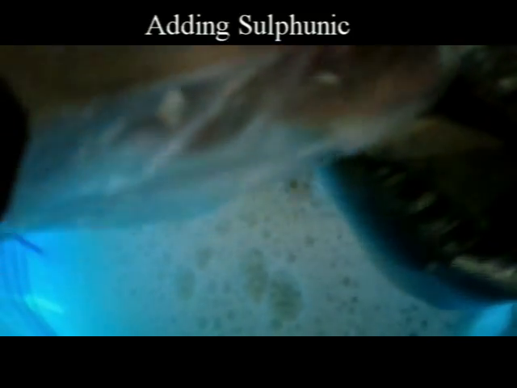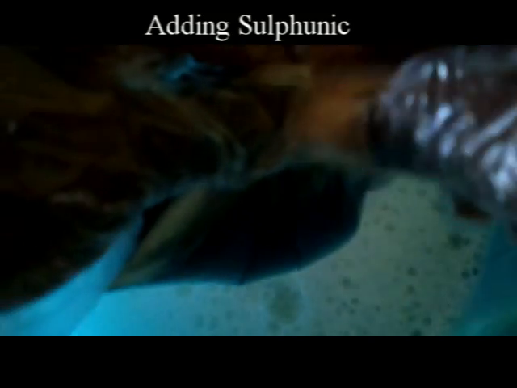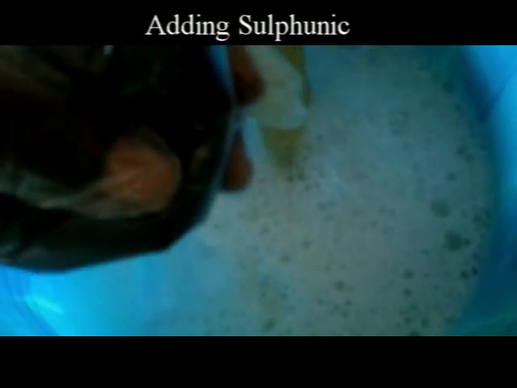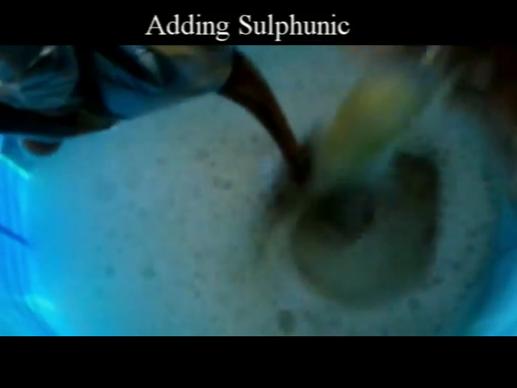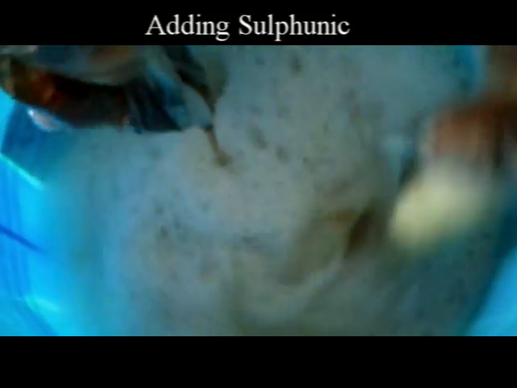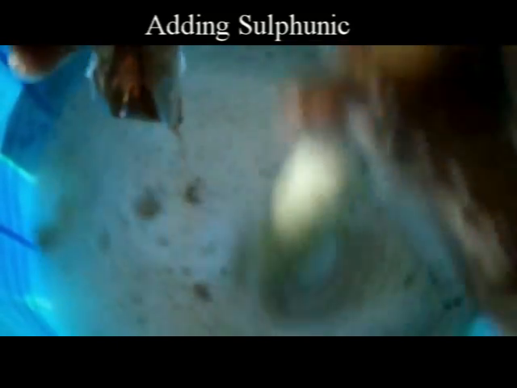Alright, now we're going to add sulfonic. Sulfonic is a very thick, dark chemical, honey-like kind of chemical. There's a point I want to make here. Sulfonic is not the same thing as sulfuric acid. Sulfonic and sulfuric acid are two different chemicals.